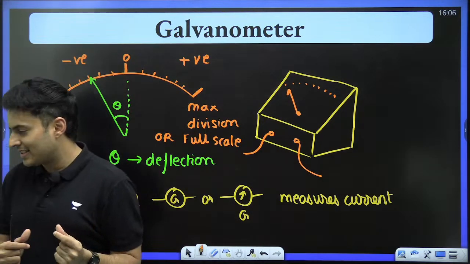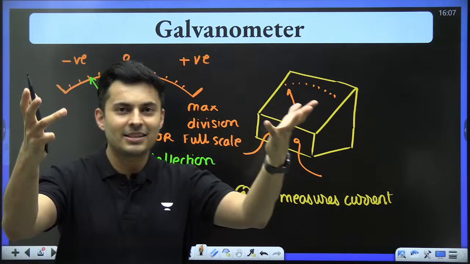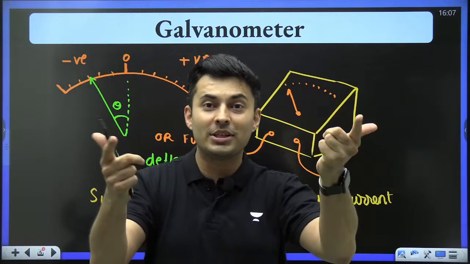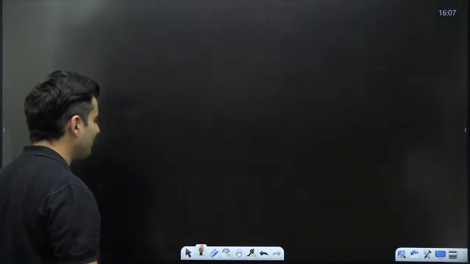Now, why are there two sides? Can you guess why there are two sides, positive and negative? Think about it. There is one simple reason for that.